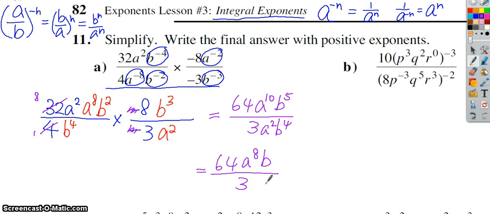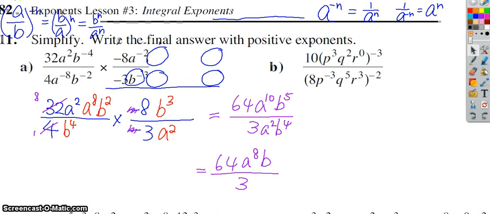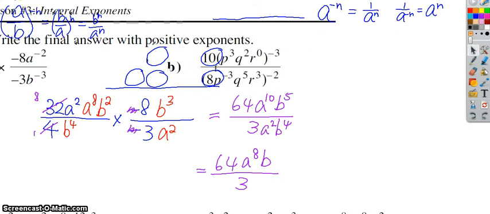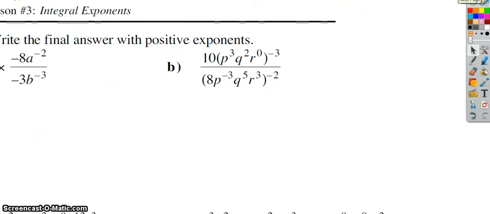Okay, so that's the first example. Let's try B now. Okay, I'll create more space here. Let's try B.